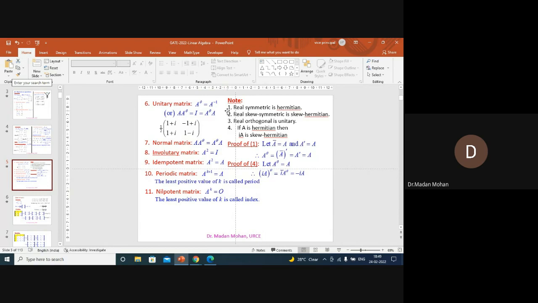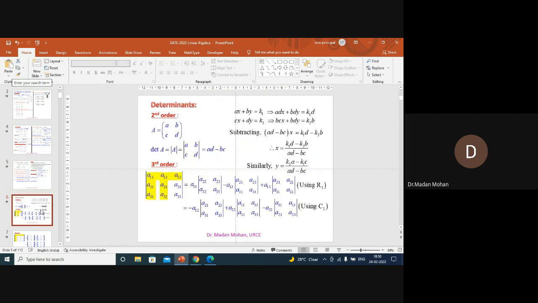Next, every real symmetric matrix is Hermitian. Every real skew symmetric matrix is skew Hermitian. A real orthogonal matrix is unitary. If A is Hermitian, then i into A is skew Hermitian.